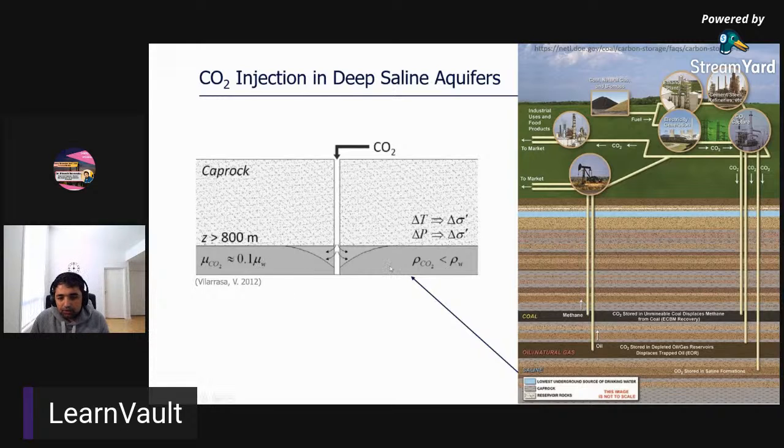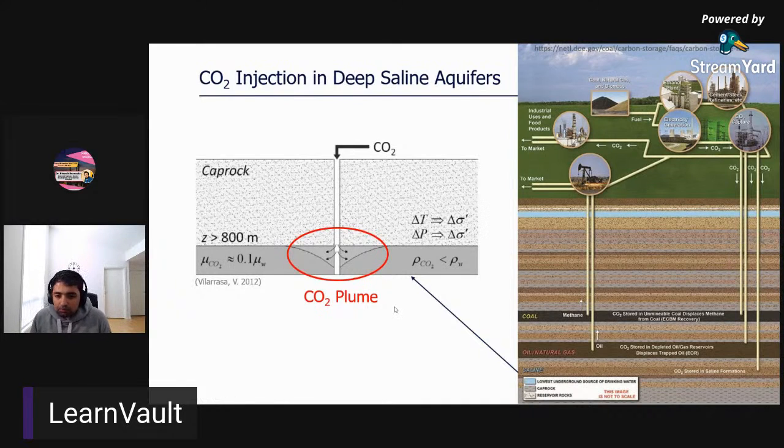Another important thing to note is, like I said before as well, the density of CO2 will be significantly lower than the density of water or the brine that's existing there. So what happens is, when you inject CO2, because of the buoyancy, the CO2 will start migrating towards the top of the formation. And that migration leads to this dome kind of structure, which is also known as the CO2 plume.